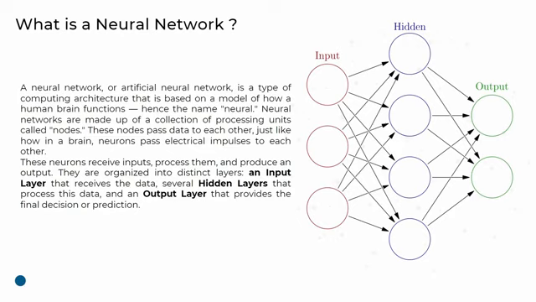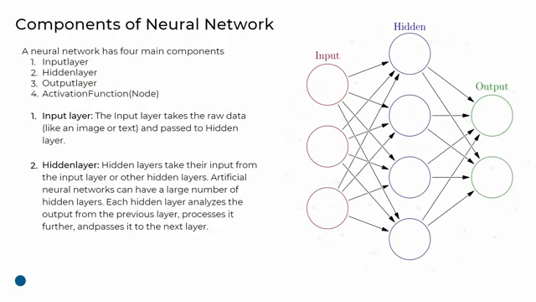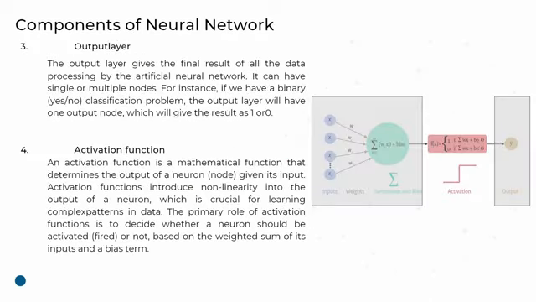Neural networks are composed of interconnected nodes or neurons that are organized in layers. As we can see over here, we have three layers: input layer, hidden layer and output layer. The input layer means whatever columns you have, that input will be fed as input, and the hidden layers are going to process that input data. Each neuron gets some input, does some calculation and then passes the result to the next neuron. The output layer is going to predict, like identifying a cat in a picture or predicting a word in a sentence.